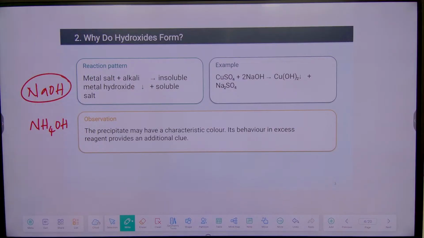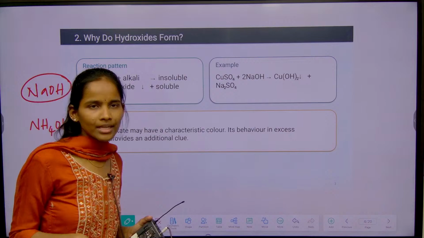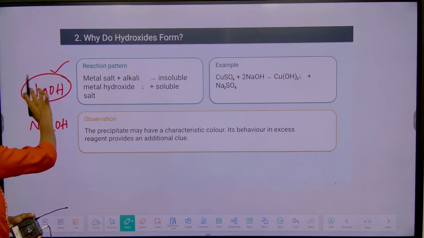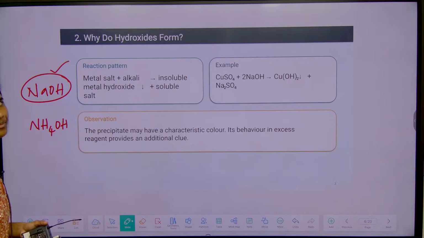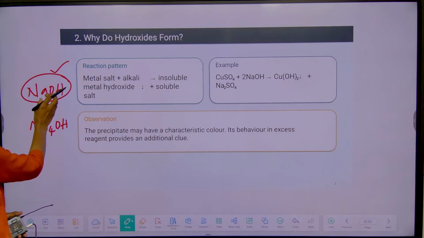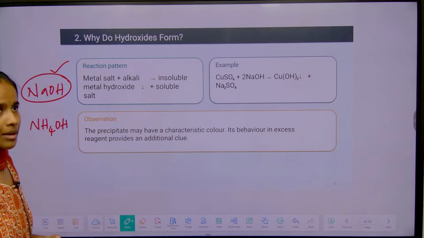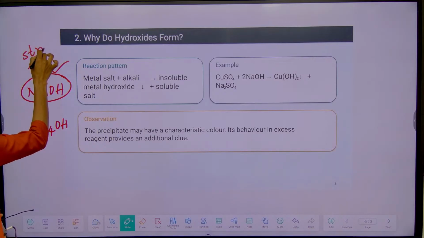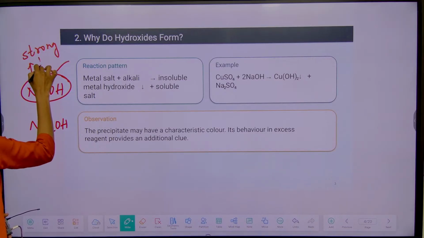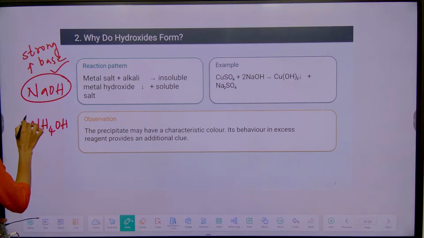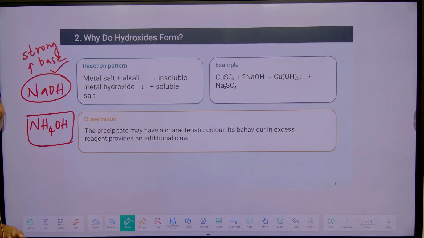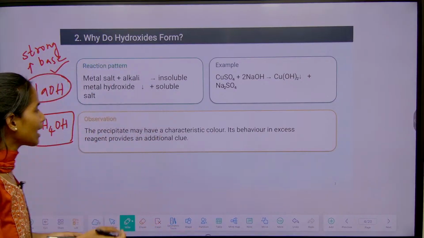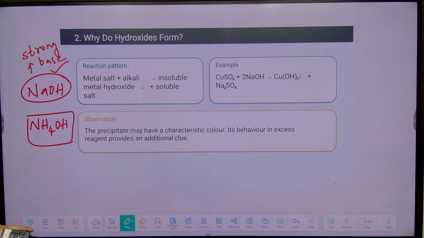We know very well that sodium hydroxide is a base because OH minus ion is there, and this sodium hydroxide will dissolve in water, right? And it will undergo complete dissociation, means it is a strong base. Sodium hydroxide is a strong base, whereas ammonium hydroxide is a weak base because complete dissociation of ions will not take place. It will undergo partial dissociation of ions.